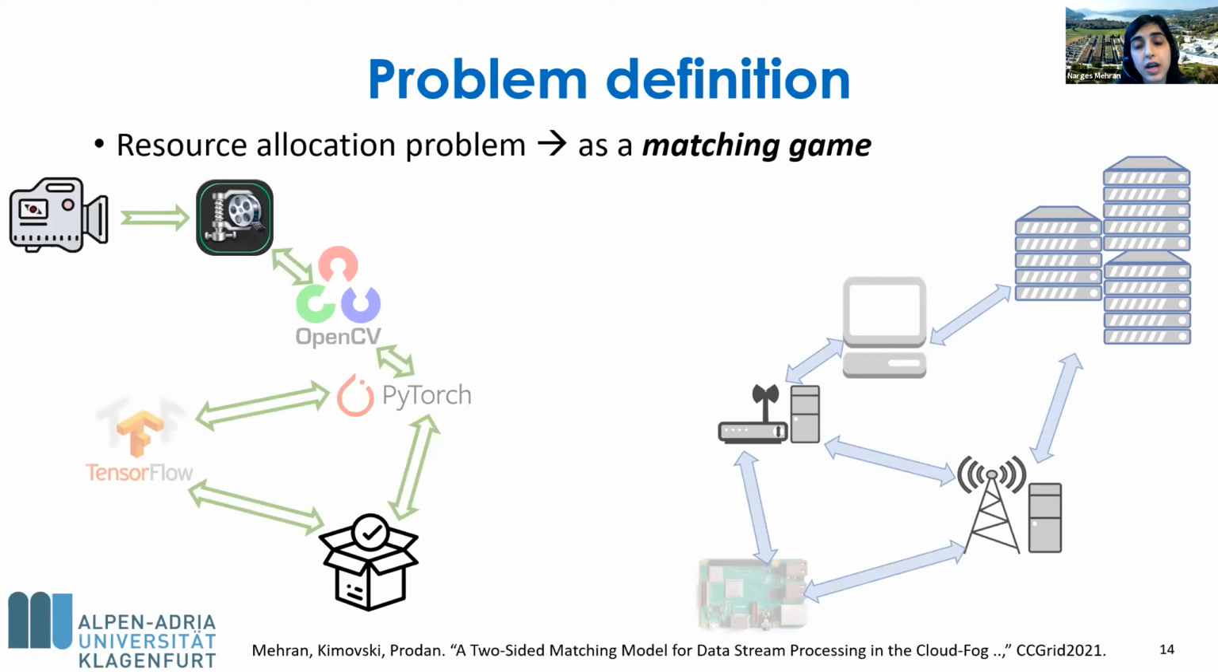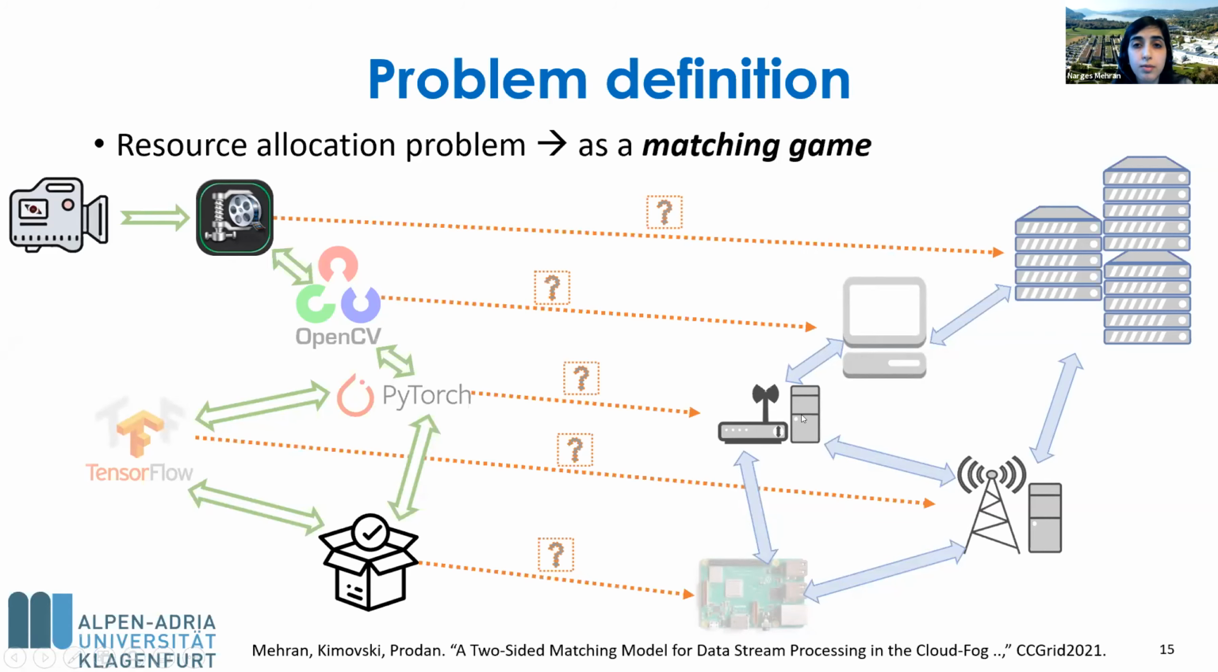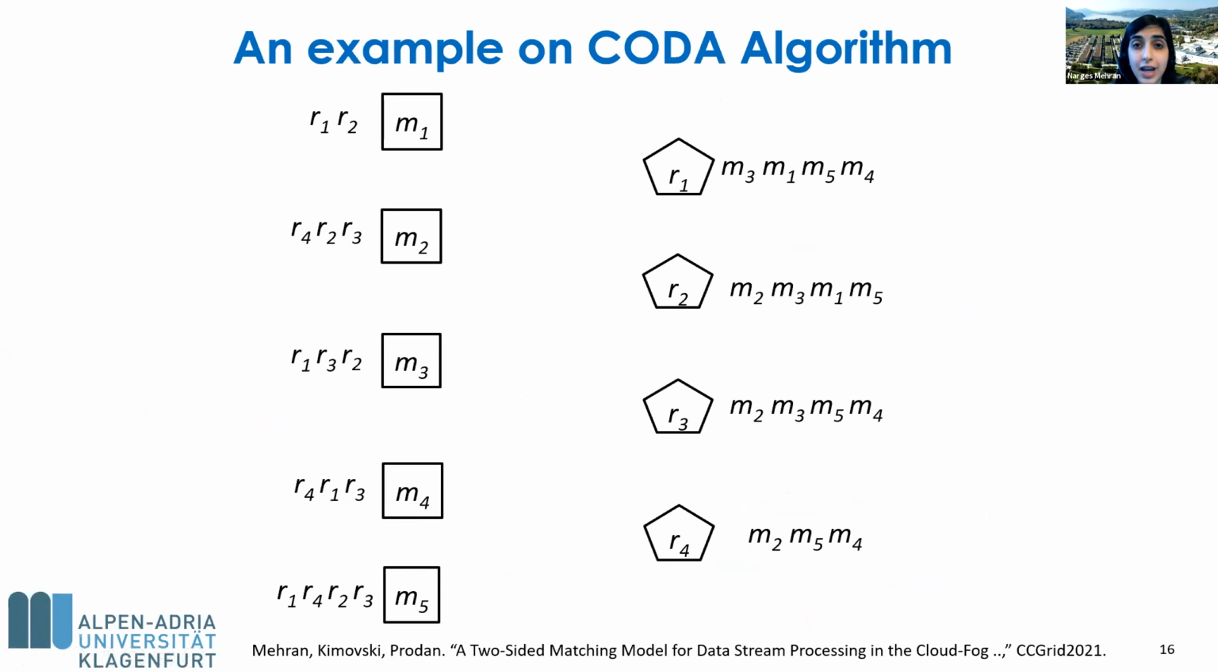Afterward, we defined the problem of resource allocation as a matching game, in which on one side we have the generator of the data that should be received by specific microservices, and on the other side we have this computing continuum, considering that they are connected in a specific network topology. Then our algorithm tries to find a suitable matching in order to match each one of these microservices to be hosted by the resources. I will bring an example for you in order to clarify how it works.